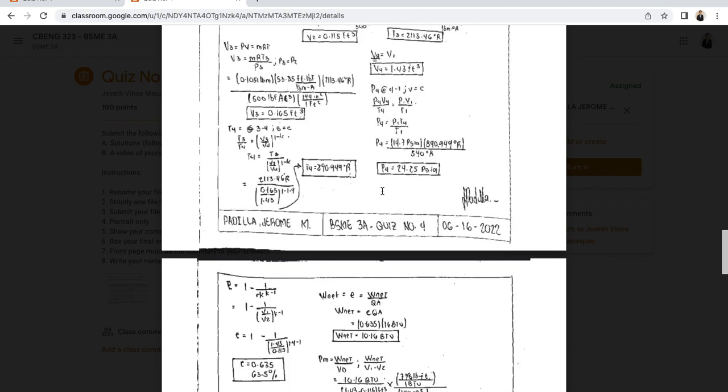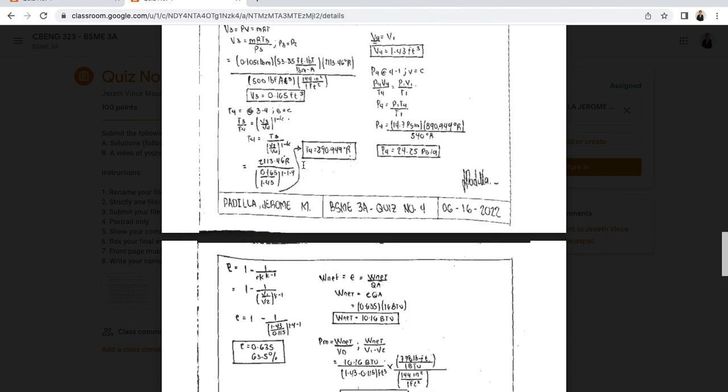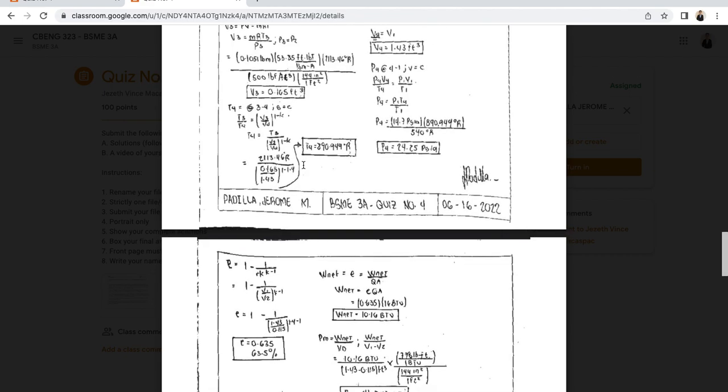And next is for the T4, process 3 to 4, or the isentropic expansion yung gagamitin. T3 over T4 equals V4 over V3 raised to K minus 1. For the T4, the formula is T3 over V4 over V3 raised to K minus 1, or the T3 is 2,113.46 degrees Rankine over 1.43 over 0.165 raised to 1.4 minus 1. The value for the T4 is 890.949 degrees Rankine.